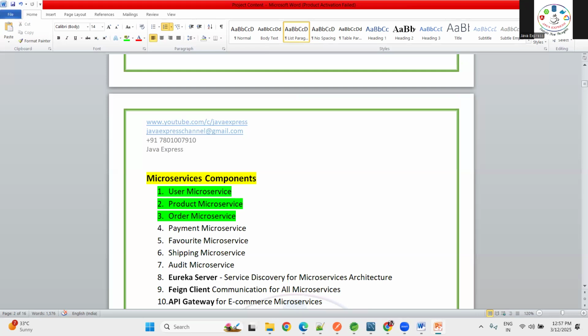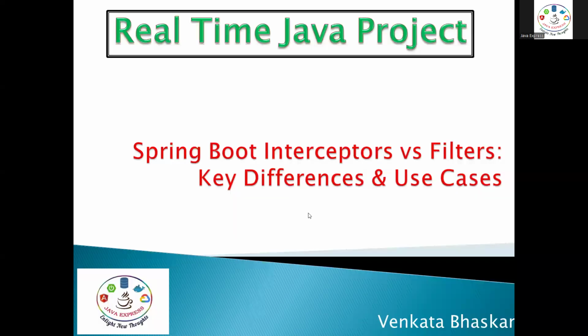That topic is, in a real-time Java project, we are adding Spring Boot interceptors. We will see the way to implement Spring Boot interceptors in your user microservice. And what is the difference between filters and interceptors, what are the differences and use cases, I am going to discuss in today's session. It's very important. We will implement this use case in our user microservice as well.